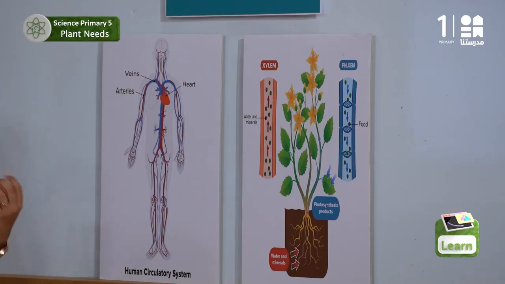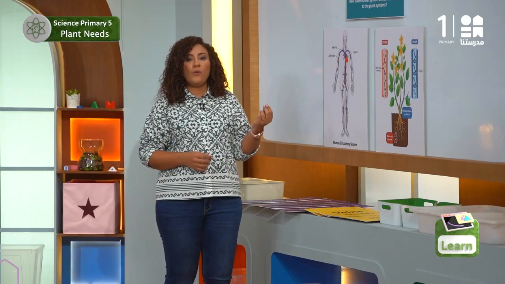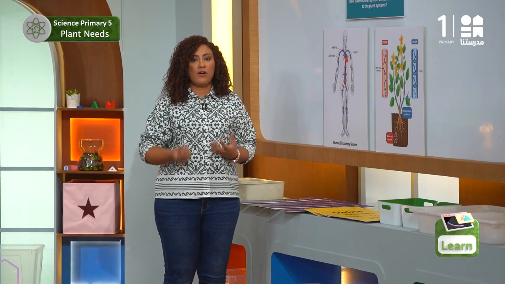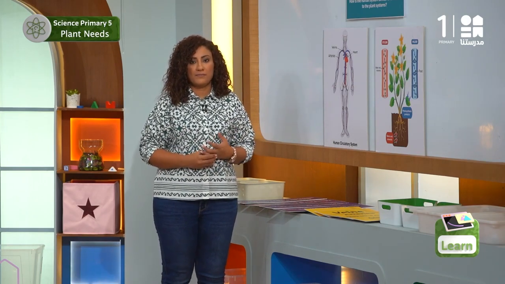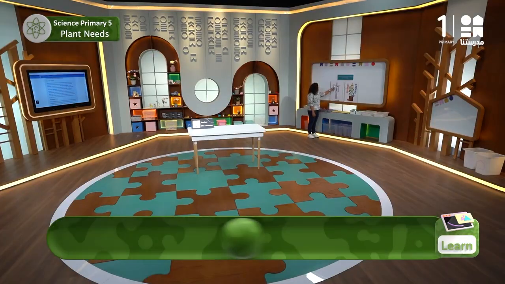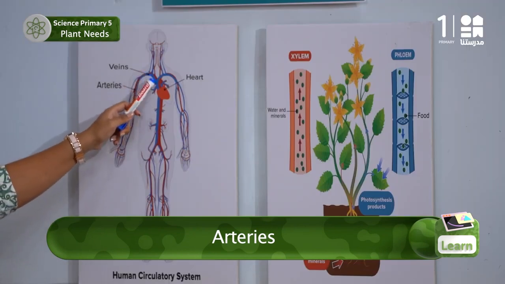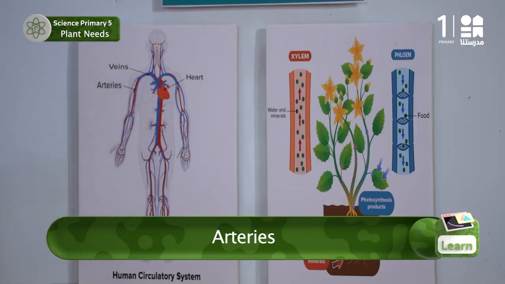When we talked about the xylem in the plant, we always use vessels to transport through nutrients and oxygen to all body cells. This red color, we call it arteries. So we learn from the text that arteries carry blood rich with nutrients and oxygen from the heart to different body parts and cells to help the body grow and heal.